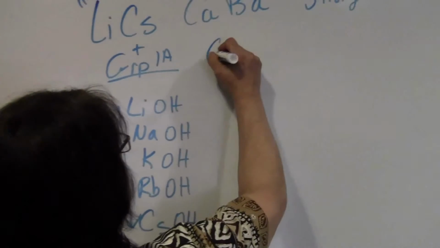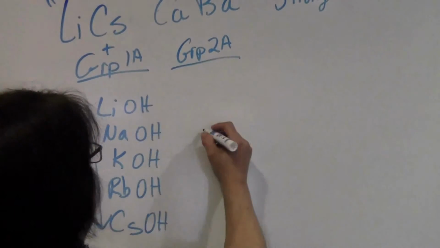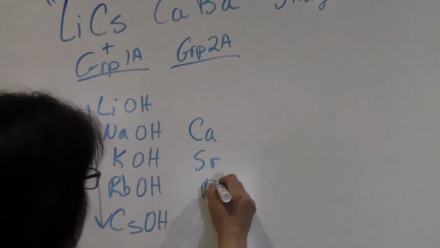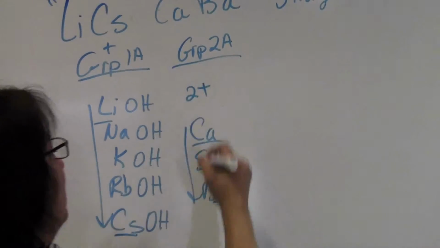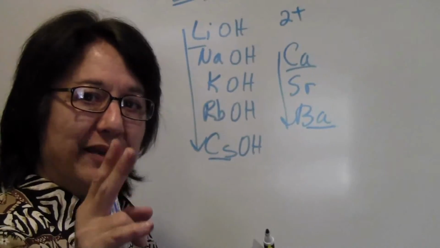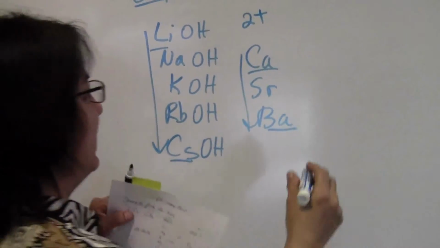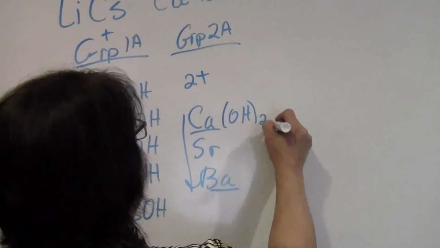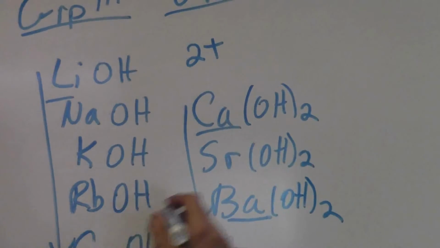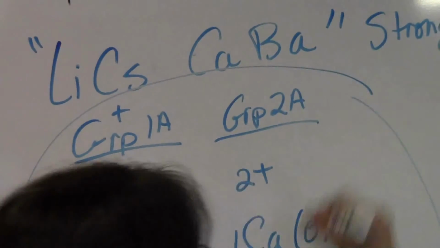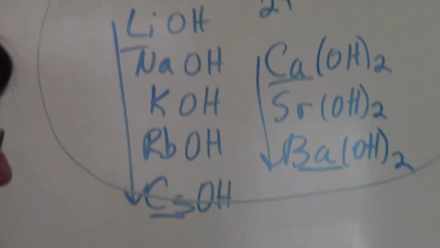Lix. Now look at group 2A. Here we're only going to go from calcium, strontium, barium, Kaba. Since group 2A elements have a 2 plus oxidation number, we have to add 2 OH negatives to balance out the charge. So if I add OH twice to all of these group 2A, now these are all strong bases. Lix Kaba, strong bases. How are we doing? Good.